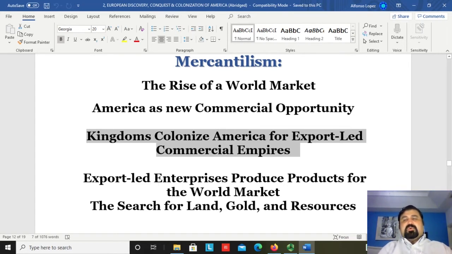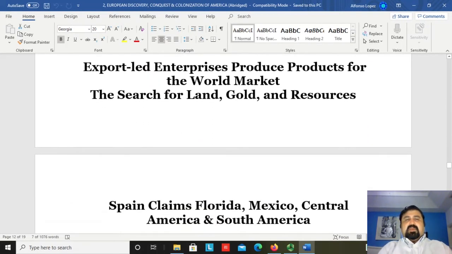And the same will be true about France, Holland, and England after the Spanish and the Portuguese. But the Portuguese and the Spanish are going to pioneer this process of change in Europe. So once again, mercantilism is the engine of colonization, the European colonization of America.